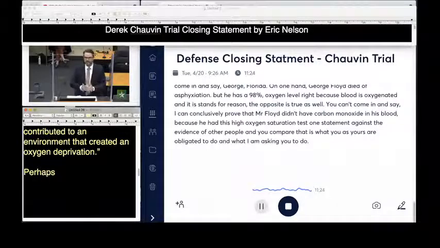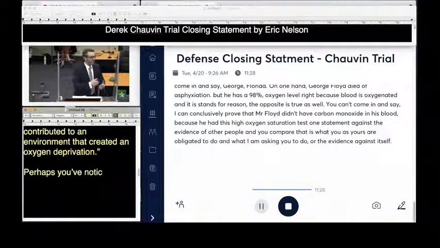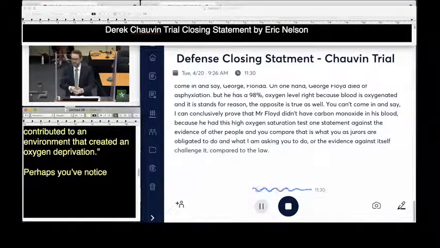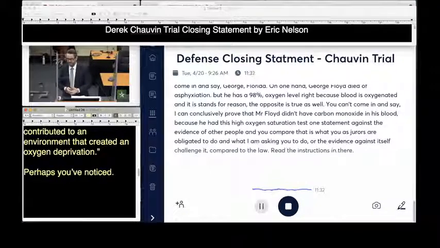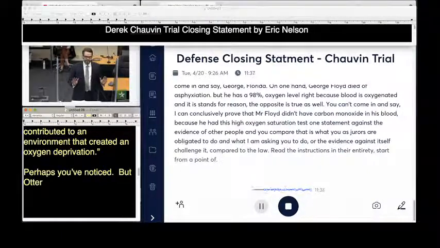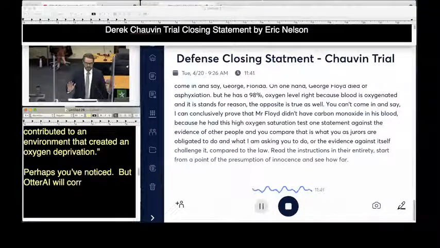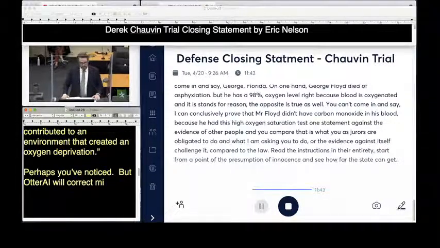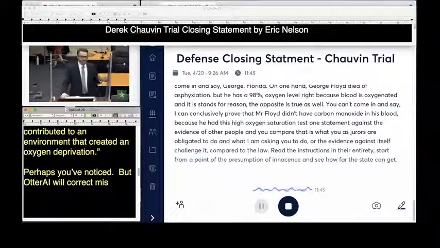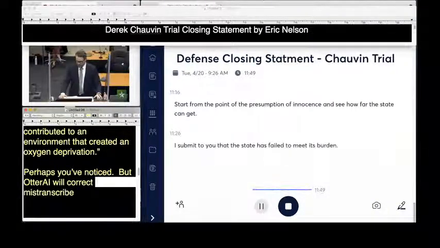Compare the evidence against itself. Test it. Challenge it. Compare it to the law. Read the instructions in their entirety. Start from the point of the presumption of innocence and see how far the state can get. I submit to you that the state has failed to meet its burden of proof beyond a reasonable doubt.